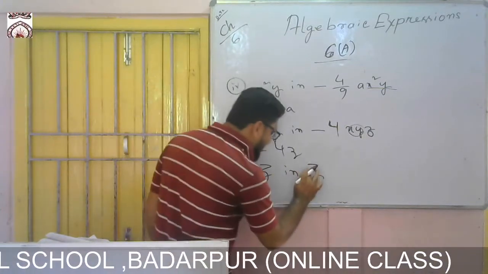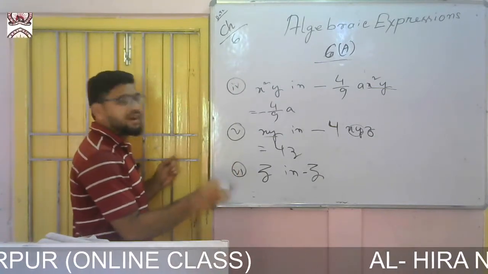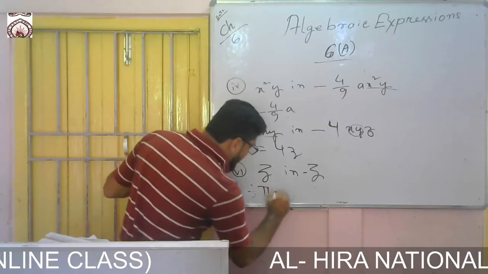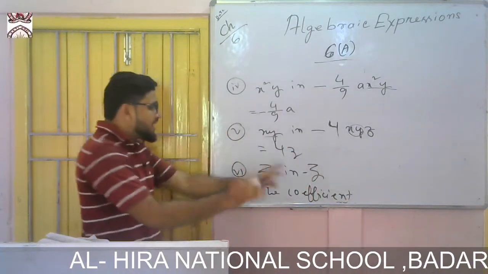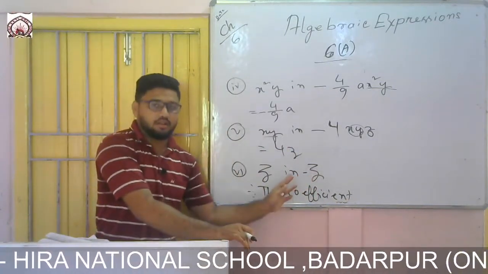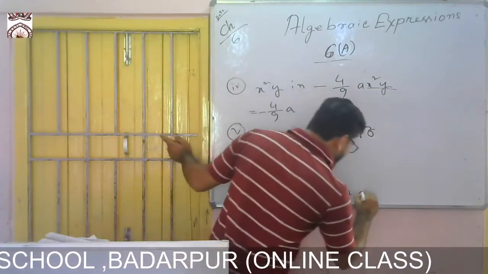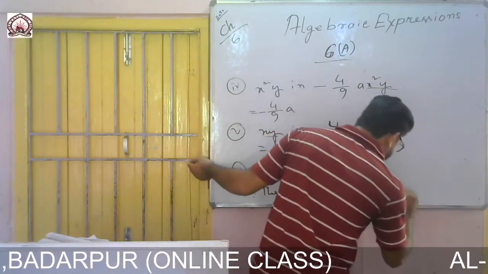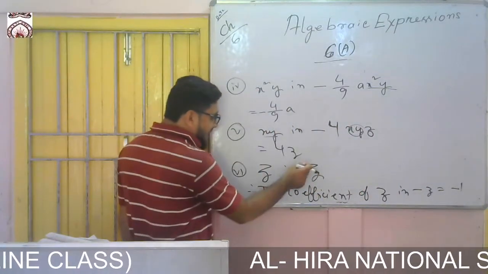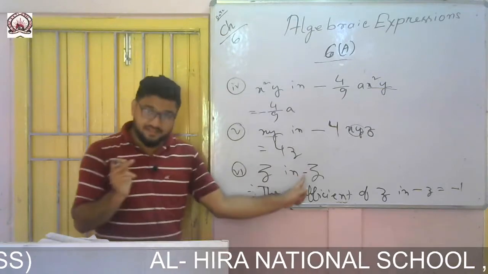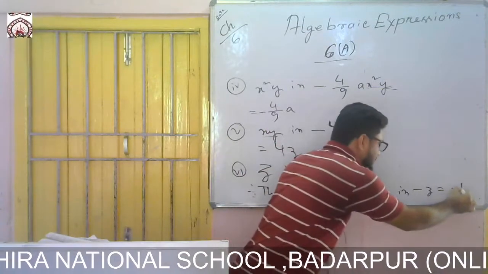And this 1 we are not writing. But whenever we write the coefficient, at that time we need to write 1. So write like this: the coefficient of z, whenever no other factor is there in the term, then you have to think that there is 1. The coefficient of z in minus z equals to what? Minus 1. Why minus 1? Because 1 is there and before z minus is there. So for that reason it is minus 1. Understood? It is minus 1.